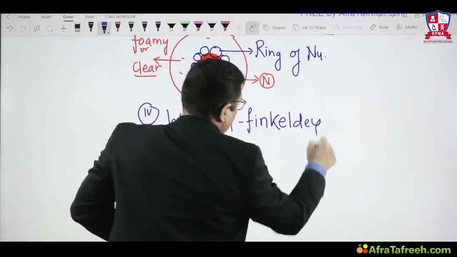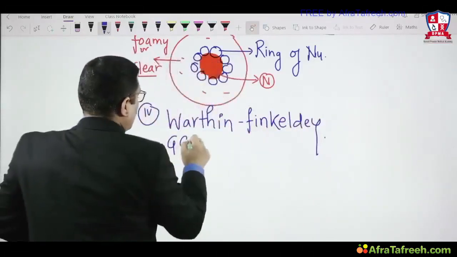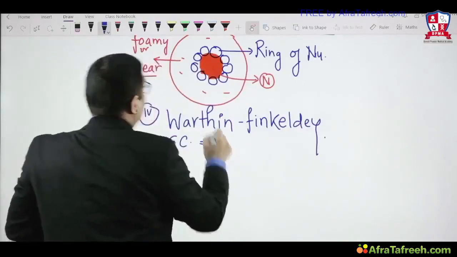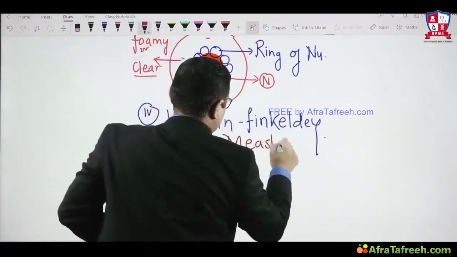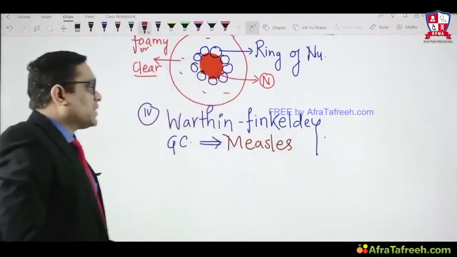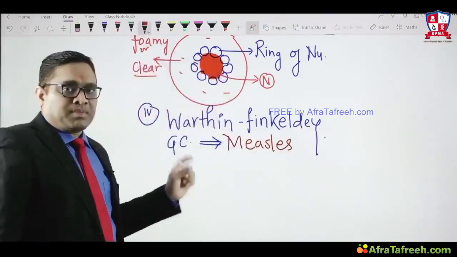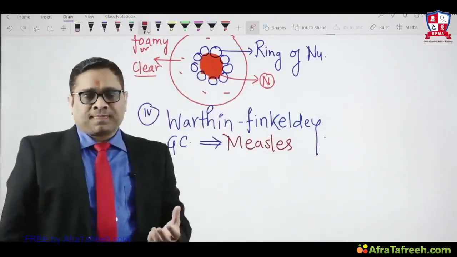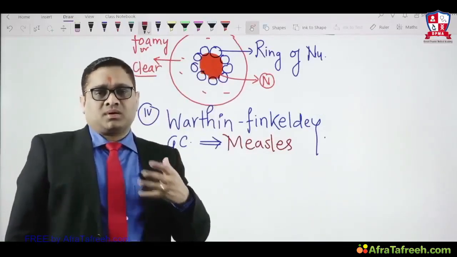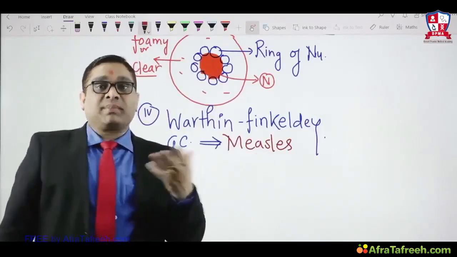Warthin-Finkeldey giant cell. The question was, Warthin-Finkeldey giant cells are seen in which infection? And the answer was measles, right? So Warthin-Finkeldey cells are seen in measles infection, and when they affect the lung tissue, measles will be causing atypical pneumonia.